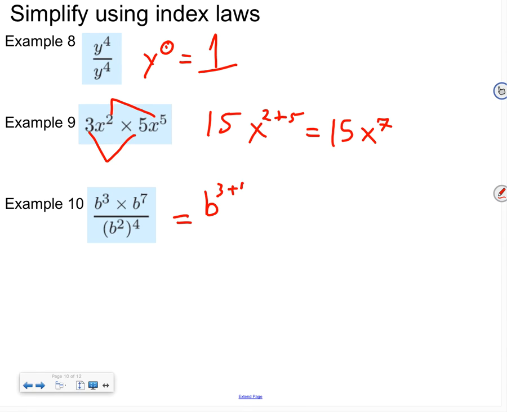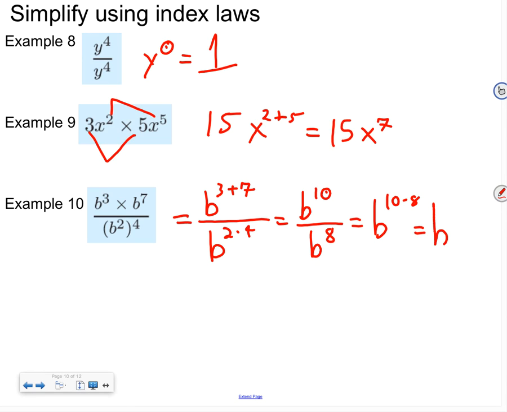Okay, in example 10 here, I'm going to simplify my numerator, so that's going to be adding b to the 3 plus 7. Okay, notice the base is different. It's a power to a power. So I'm not going to add 2 and 4, but I'm going to multiply 2 and 4. So what I'm going to do is 3 plus 7 is 10, so I get b to the 10th in the numerator. My denominator is going to be b to the 8th. Well, now I can utilize the second power and reduce them and say this is b to the 10th minus 8, which will end up being b squared.